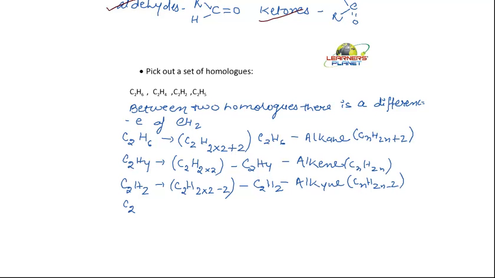Now let's take up the next, that is C2H5. So this is C2H2 into 2 plus 1. So this is C2H5. Are there any homologues here? There are no homologues here.